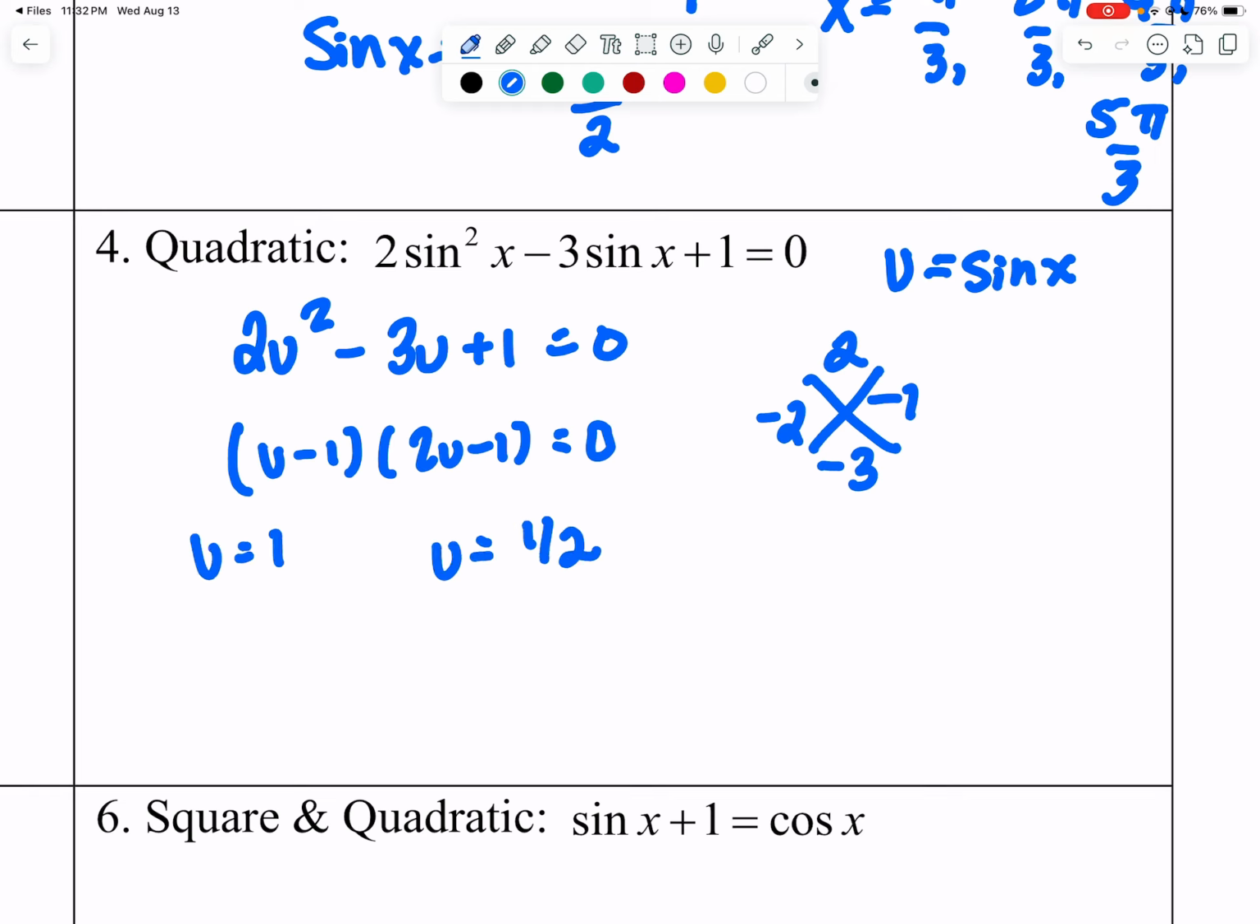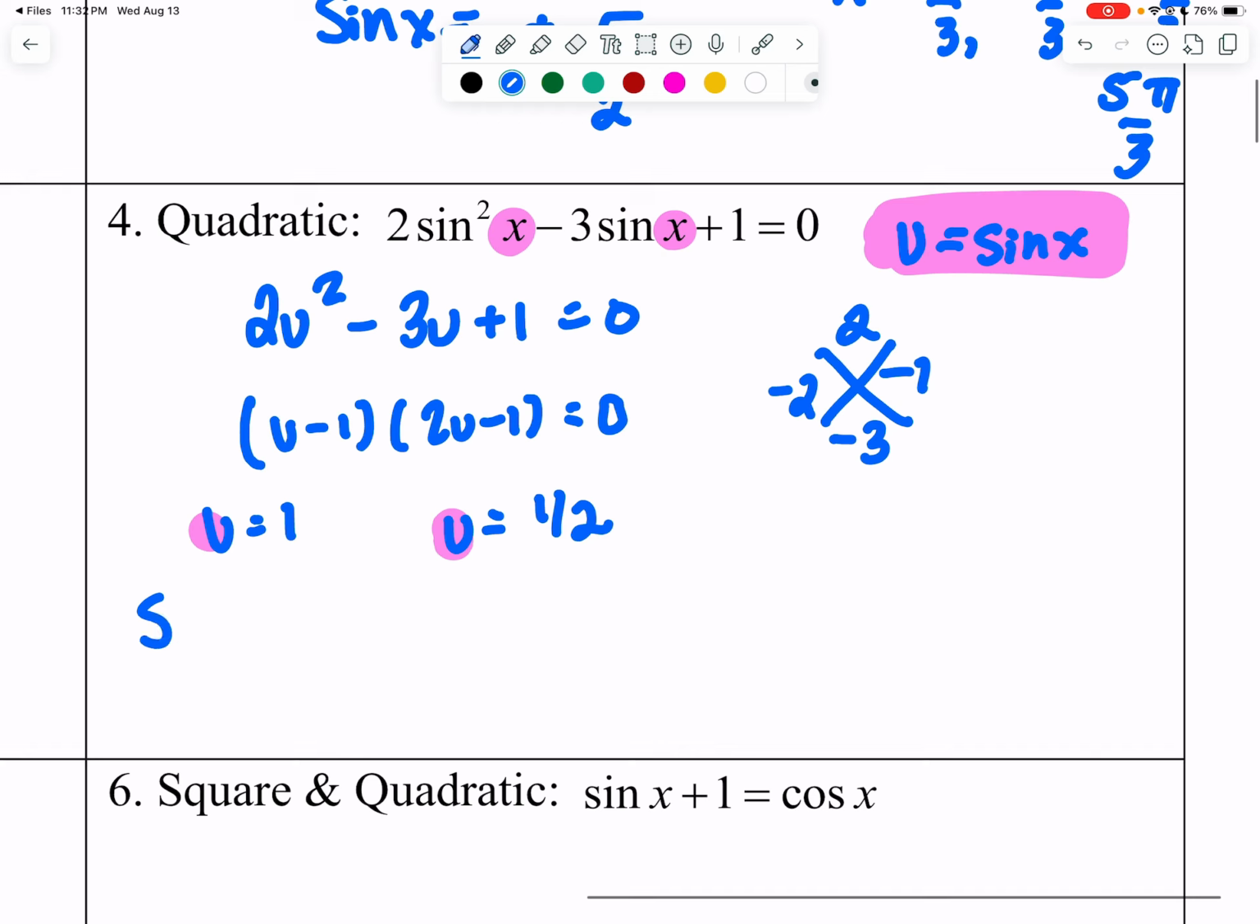Now, make sure that whenever we solve this, our answer is in terms of my variable x. Right now it's in terms of u. So what I'm going to do here is, remember, we had u be sine of x. So I'm going to replace that, so that I get sine of x is equal to 1. And then sine of x is equal to 1/2.